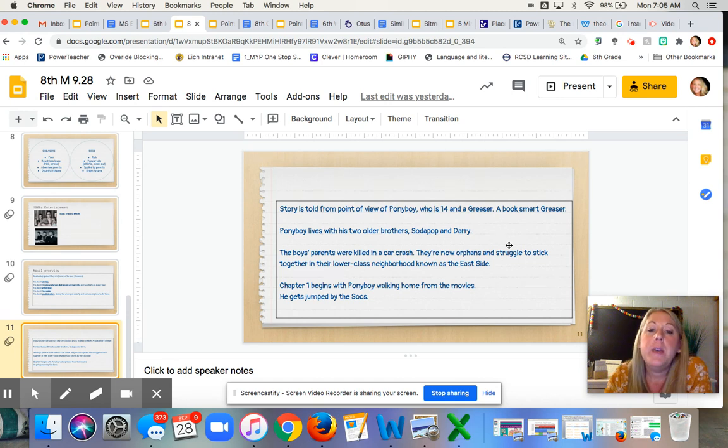Chapter 1 begins with Ponyboy walking home from the movies. He gets jumped by the socias. And jumped means like kind of beat up and stuff like that. So there's some language that you might not understand in here at first, but we're going to talk about that a lot tomorrow. Okay, so now you kind of have an idea of what the story is. Tomorrow we are going to talk about some of the vocabulary in the book and dialect, and then we're also going to be reading the first chapter.